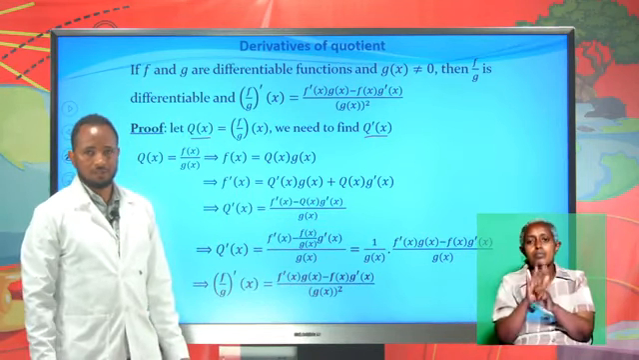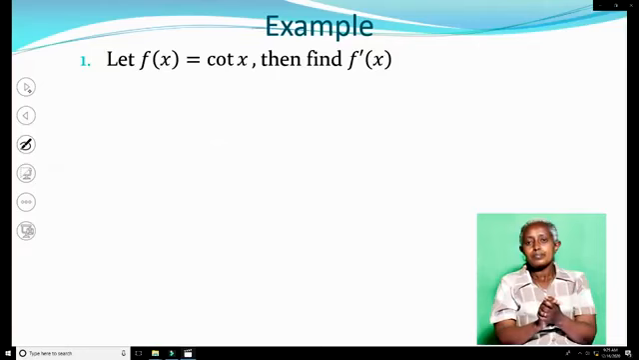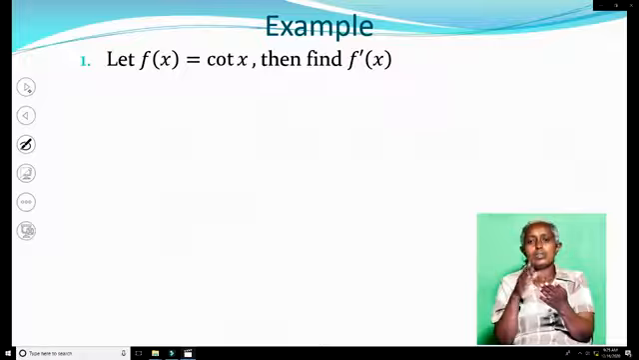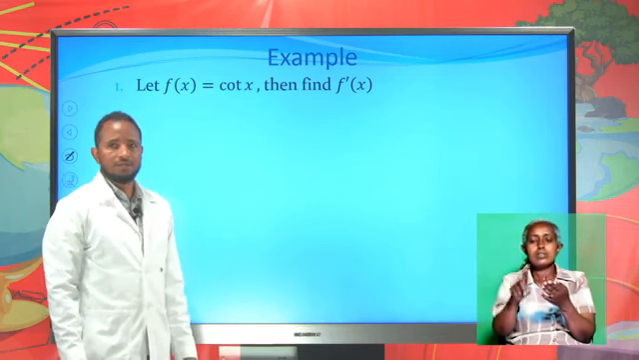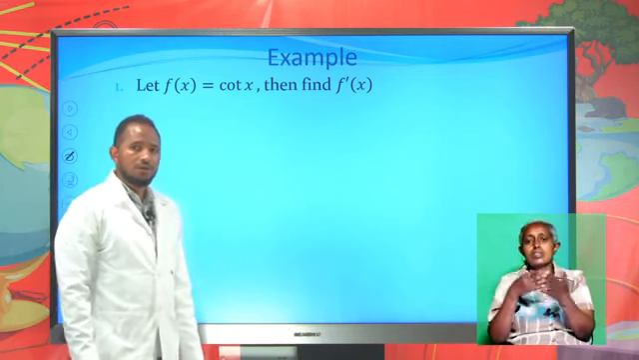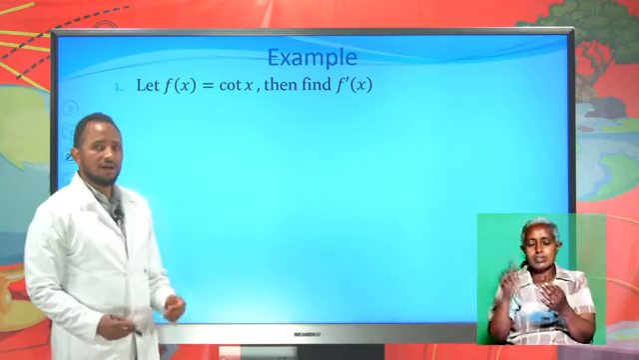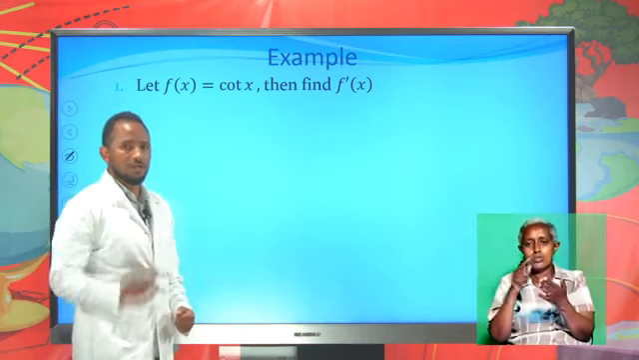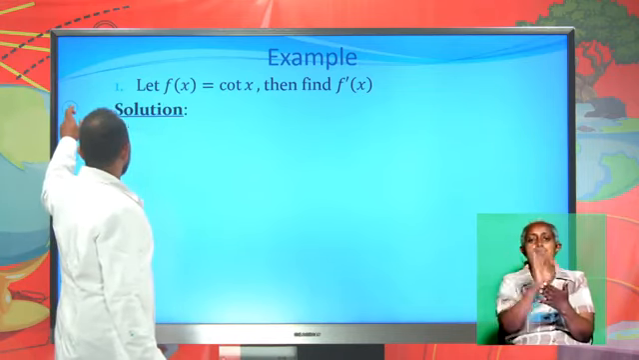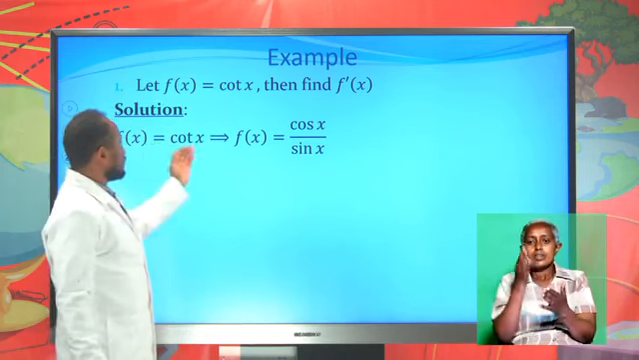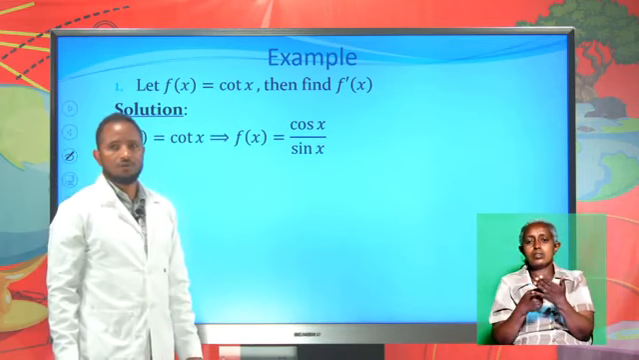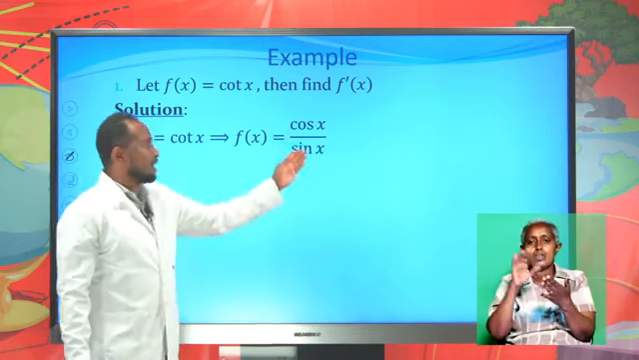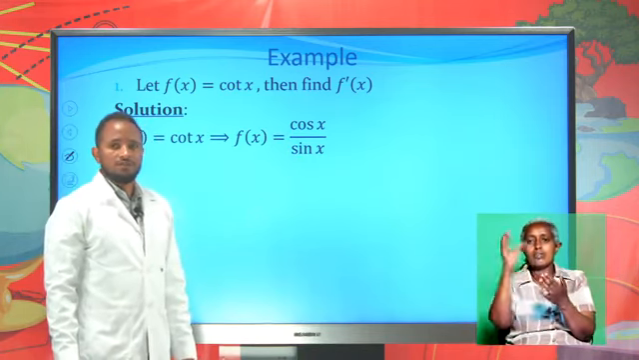Now let's see an example for this. Let f of x be cot x. Then we are asked to find the derivative of this expression. To find this derivative, I can write cot x in the form of a quotient of two functions. So f of x equal to cot x can be written in this form: cos x over sin x. So applying the quotient rule, I can find the derivative of this function.